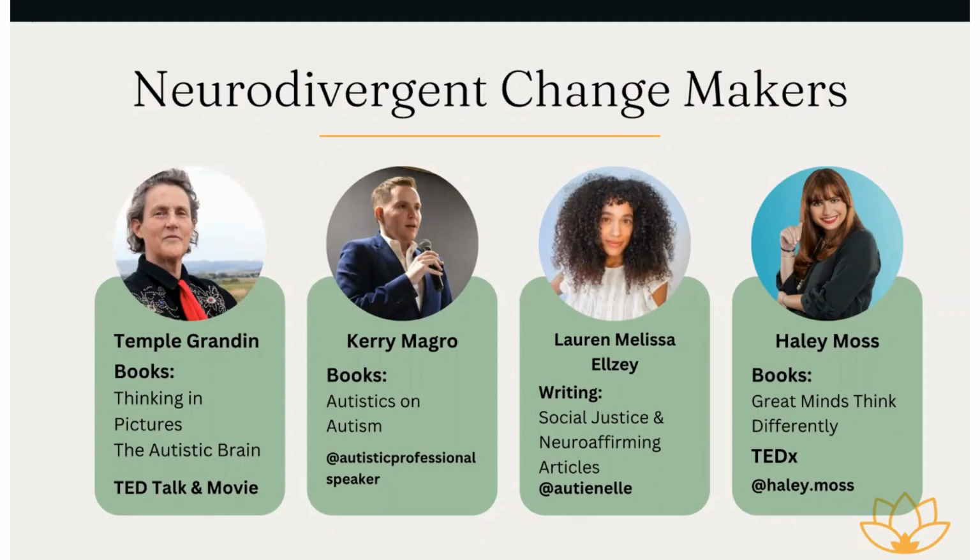Another one is Carrie Magro. Again, he's an autistic self-advocate who is a public speaker. He also has a book that's called Autistics on Autism. I forgot to grab it. It's on my bookshelf. But he made a compilation of a lot of young adults or teenagers on the autism spectrum who are just starting out on their college or vocational careers.